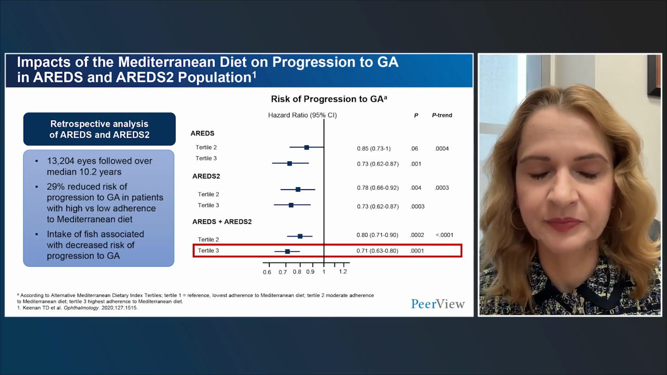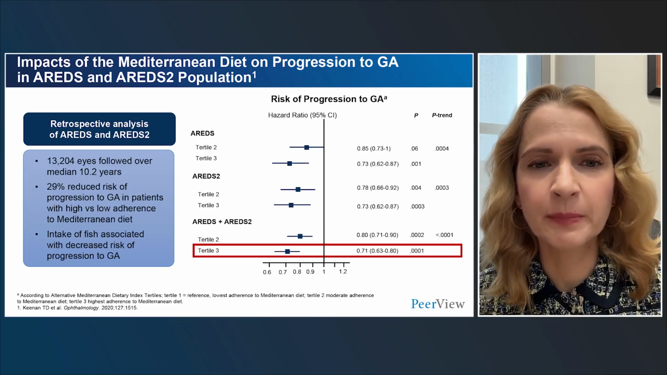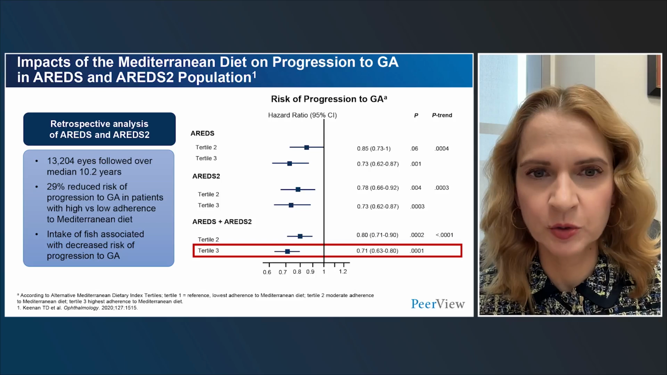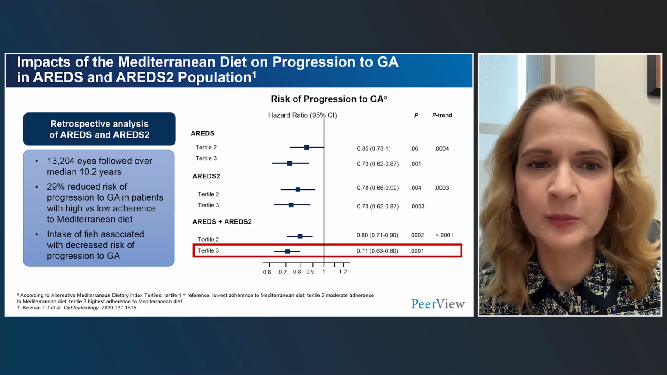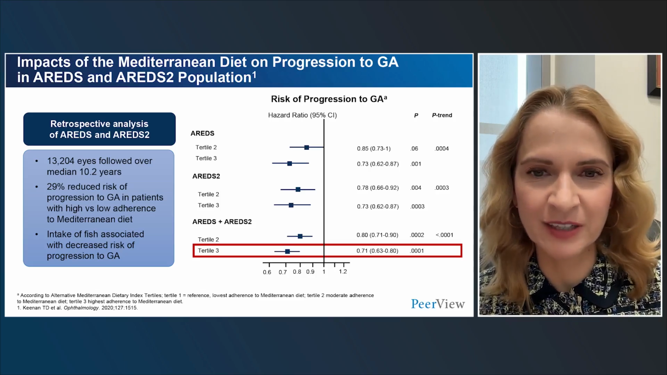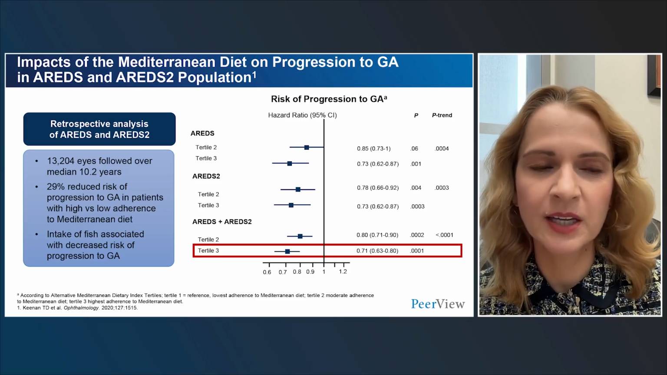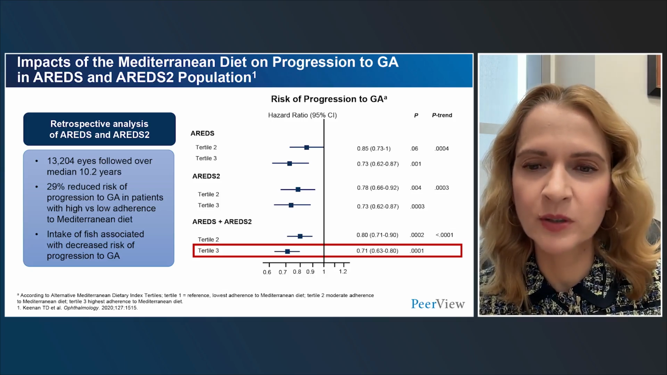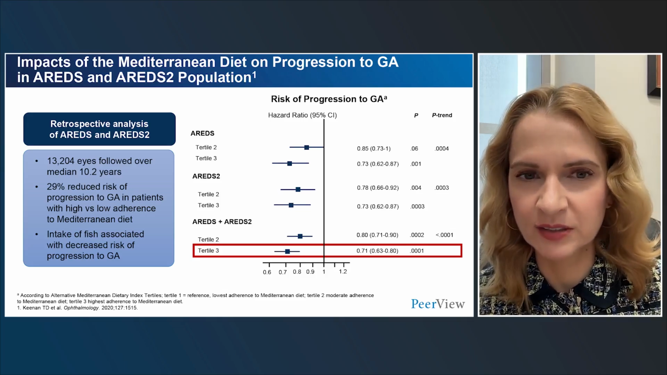And there were certain components of the Mediterranean diet that were shown to be most important. The most prominent one was a high ratio between the good fats and the bad fats, and that seemed to prevent the risk of progression to GA the most. Secondarily, it was the use of whole fruit that was important, possibly through an antioxidant effect.